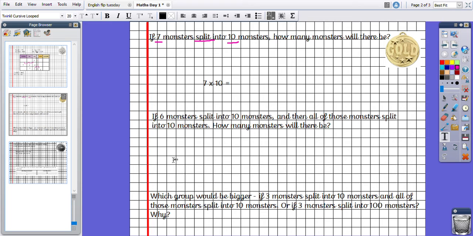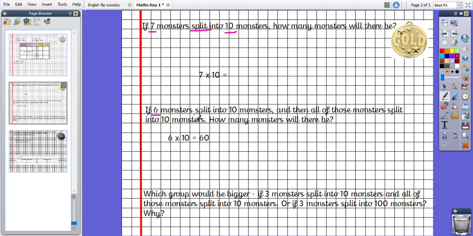Question 2 then, if 6 monsters split into 10 monsters, and then all of these monsters split into 10 monsters, how many monsters will there be? This is a 2-step problem. So the first part of the problem is exactly the same as the one above. We've got 6 monsters, and we've split them, or made the bigger number, into 10 monsters. Okay, now I know 6 times 10 is 60.